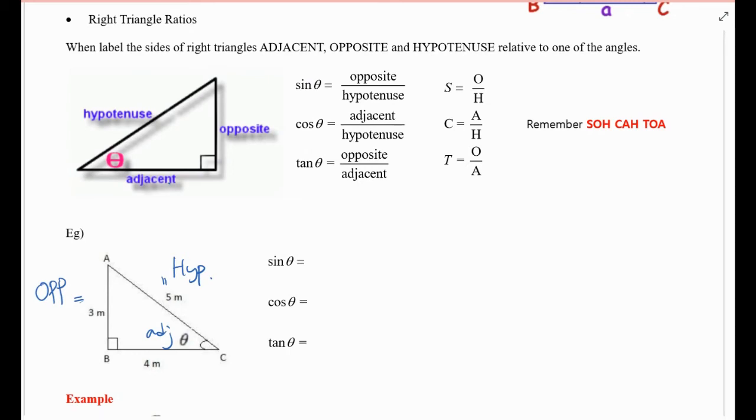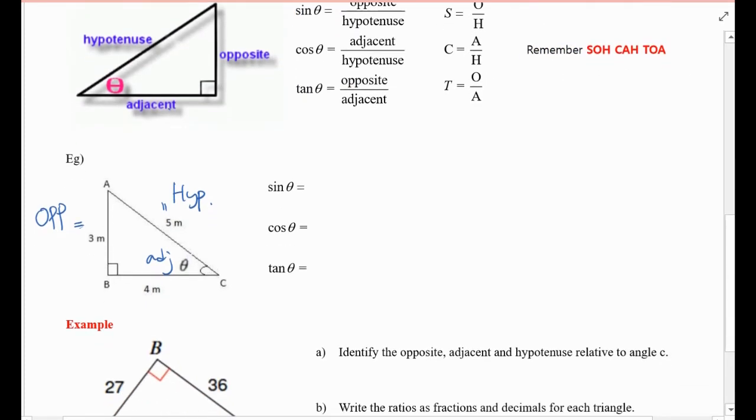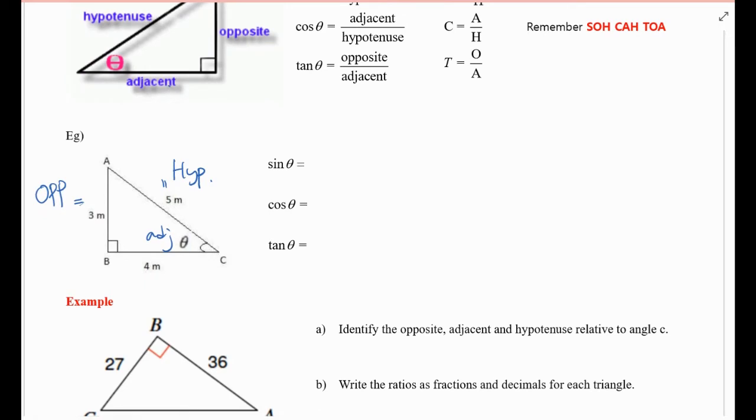There's an easy way to memorize these formulas, right? We take S, O, H from here, C, A, H from here, T, O, A. SOHCAHTOA. So remember SOHCAHTOA. To memorize these formulas, I want you to remember SOHCAHTOA. Does everyone understand this? Let's go to the example problem and solve this together.